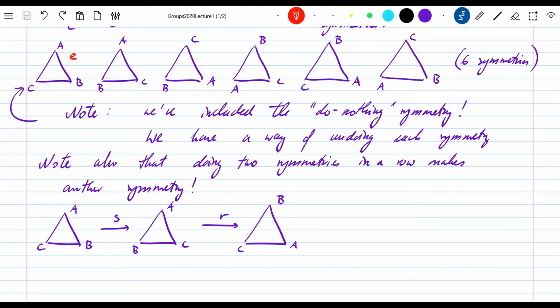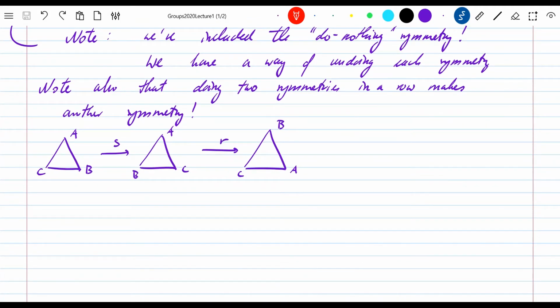And so the way I'm going to write this composition of S and R, I'm going to write it as R times S. The reason I'm writing it in that order, even though I did S first followed by R, is because I'd like to think of these symmetries as being applied as a function to my triangle. That's why S comes on the right here, because it's the first thing that I'm applying to the triangle. So that's the reason for this notation.